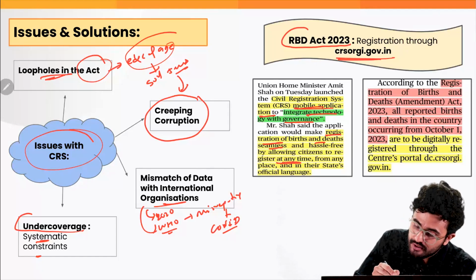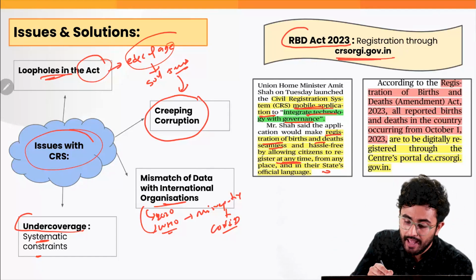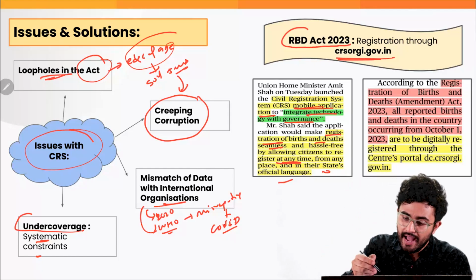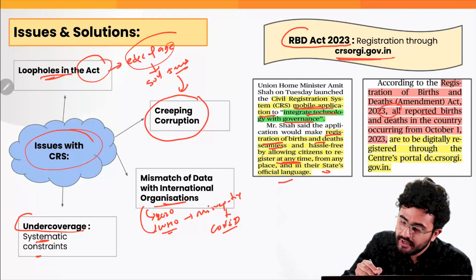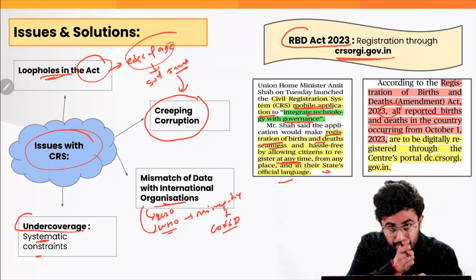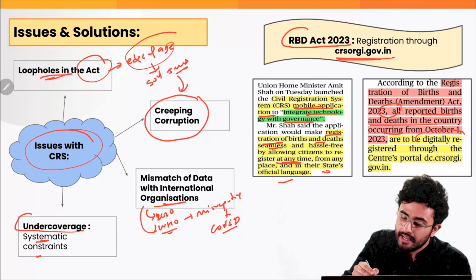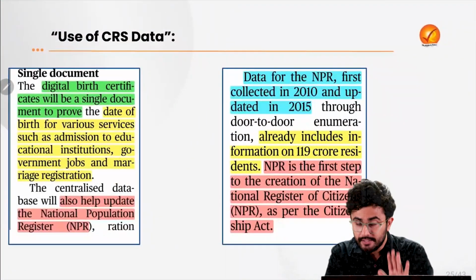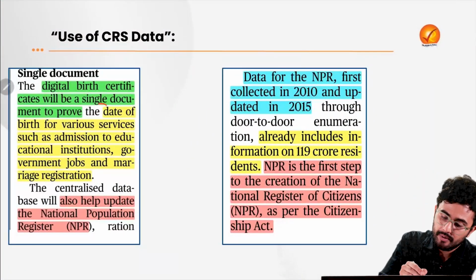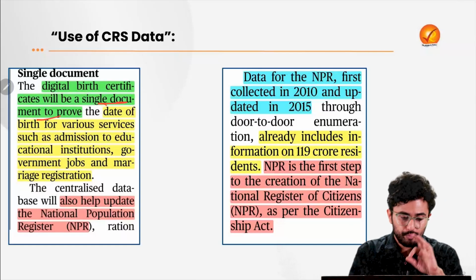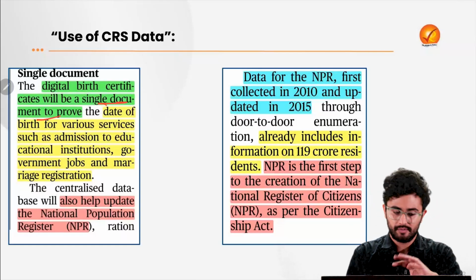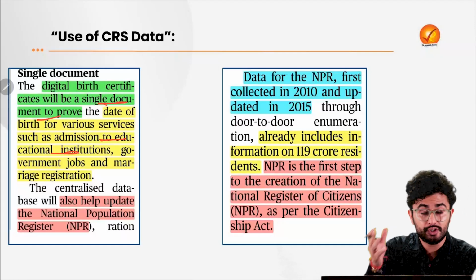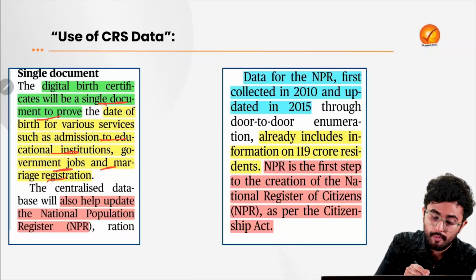It will allow the citizens to register at any time from any place, even in their state's official language. Also, as per this amendment, all reported births and deaths in the country occurring from October 1, 2023 can be digitally registered through this particular portal. Then the digital birth certificate will be a single document now to prove the date of birth for various services, such as, for example, if you want admission to any education institution, if you want your government job or marriage registration.